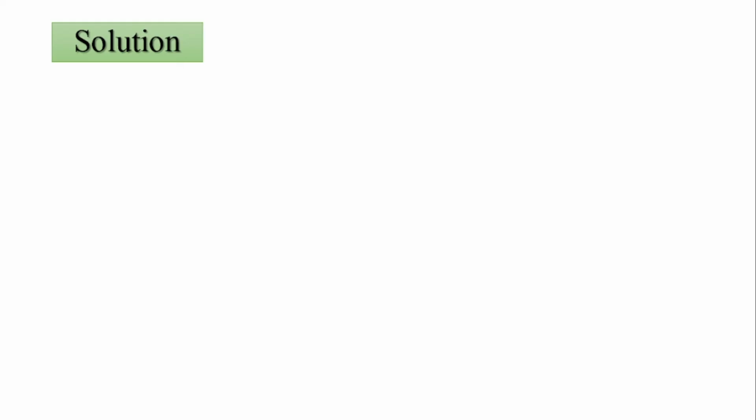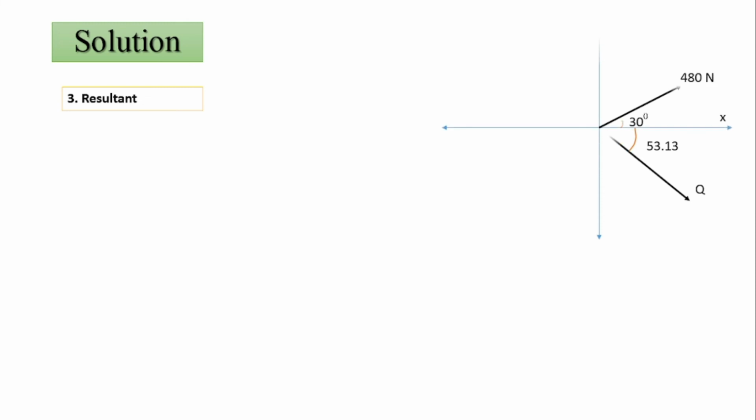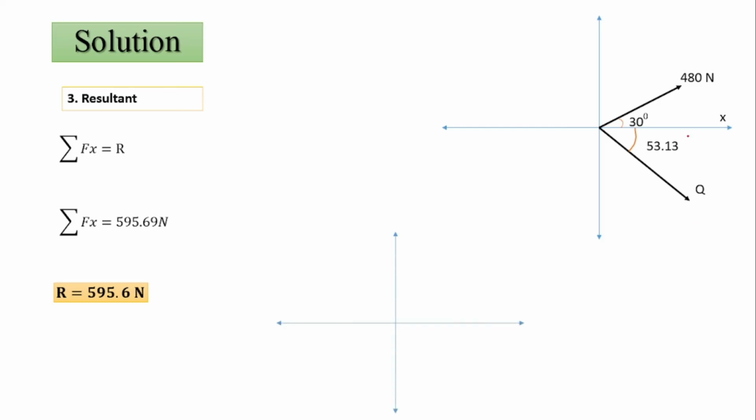As we know, for this example, the resultant value will be equal to summation of Fx. So here we can directly write R is equal to 599.69. In this way we can calculate the value of the resultant and the value of the unknown if the resultant given is horizontal. Now as the value of summation of Fx is positive, we can assume that the direction of the resultant is towards the right side.